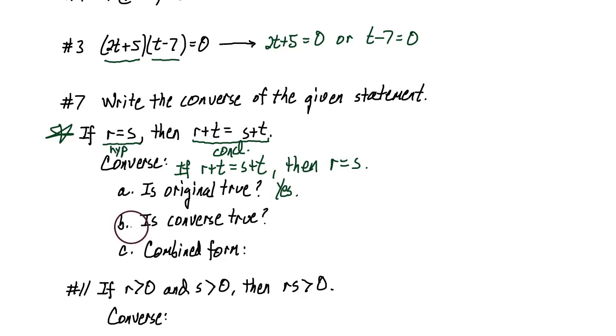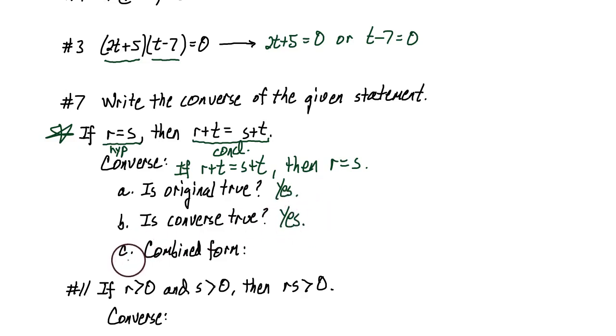Now question B, let's look at the converse and decide if it is true. If r plus t is equal to s plus t, then r is equal to s. Is that always true? Well, yes, it is, because of the subtraction property of equality. If we started with this equation, we could subtract the t from both sides to get r equals s. And it's okay to subtract the same thing from both sides. That's the subtraction property. So we would answer this question yes.